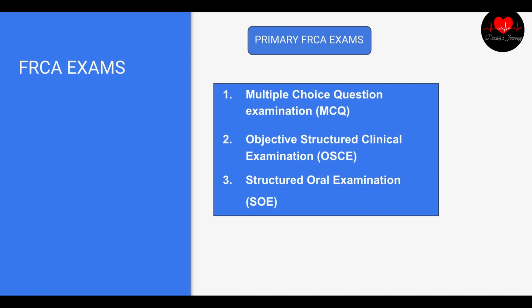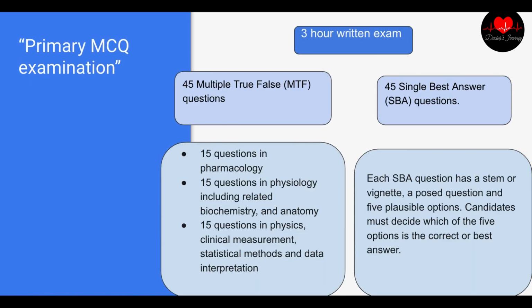Let's first see the multiple choice questions, how many questions will be there in the exam and everything. The primary MCQ examination is a 3-hour written exam. There will be 90 questions which need to be answered in 3 hours. Out of 90, 45 questions will be multiple true or false kind of questions, and 45 single best answer questions.